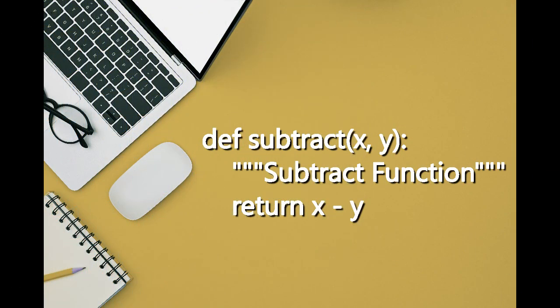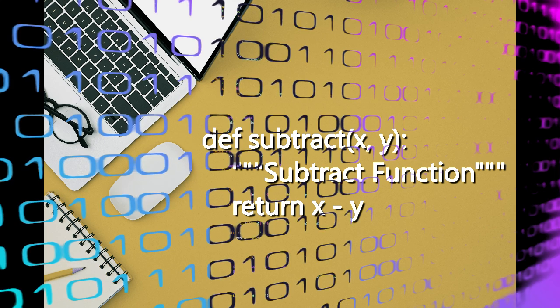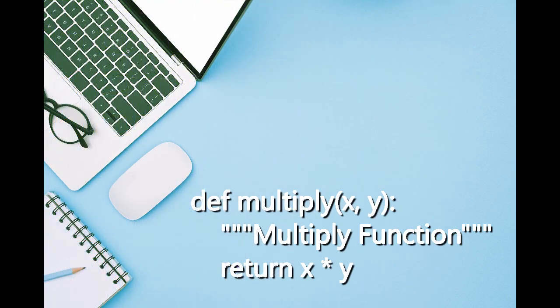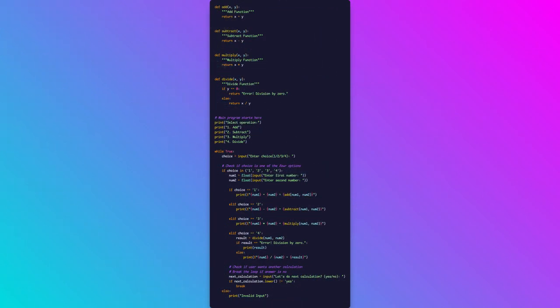Next, define the subtraction function. Name it subtract, and it should also take two parameters, x and y. This function should return the result of x subtracted by y. Then, create the multiplication function. Name this function multiply, and similar to the previous functions, it should take two parameters, x and y. The function should return the product of x and y.